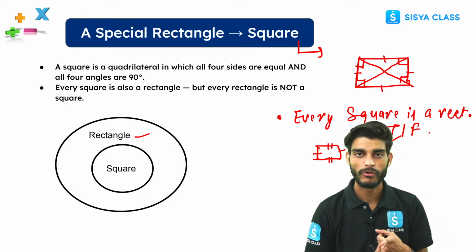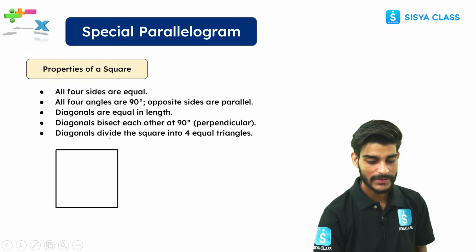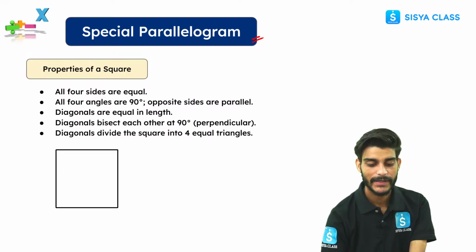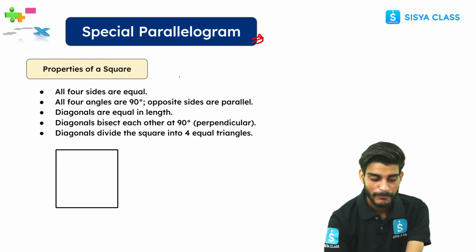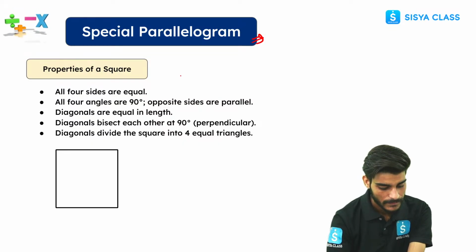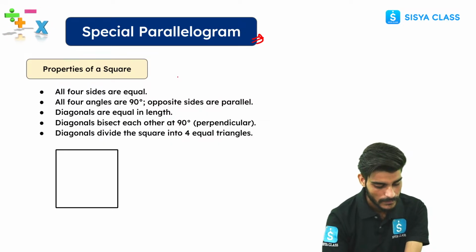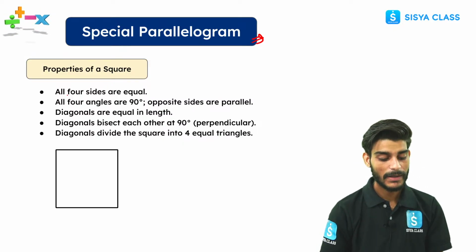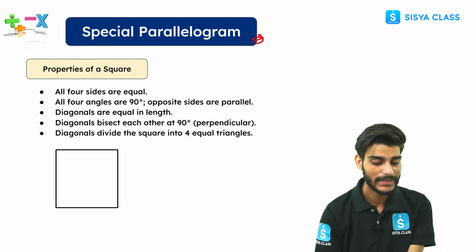So two quadrilaterals we are finished, rectangle and square. Now let's move on to the parallelogram. This is also one of the important quadrilaterals, right? So what are the properties of a parallelogram? Okay, but before the parallelogram, let's see the properties of squares also.